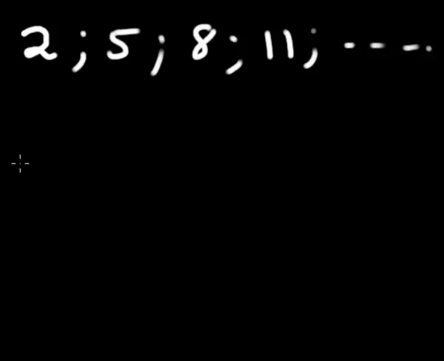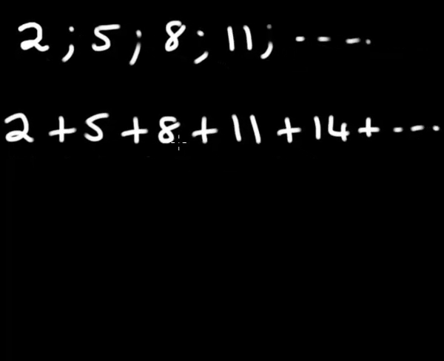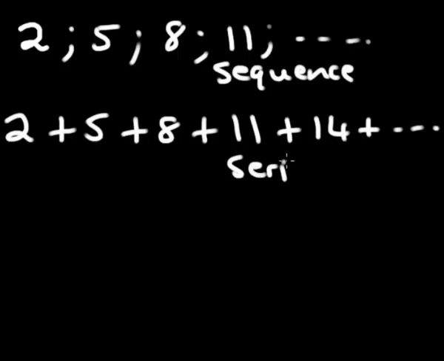If I ask you to add the terms, so I start going like this: 2 plus 5 plus 8 plus 11 plus 14 going on. When we do this, it is no longer a sequence. That is called an arithmetic sequence, but now we call this an arithmetic series. We're now adding the terms.